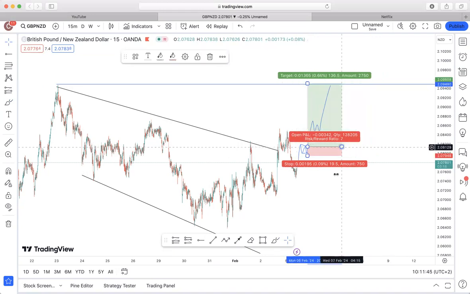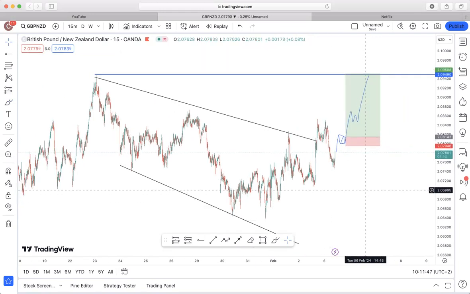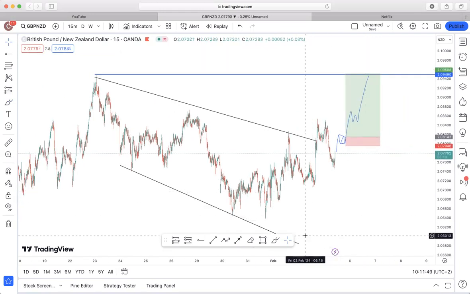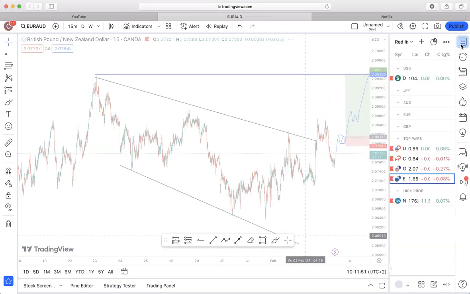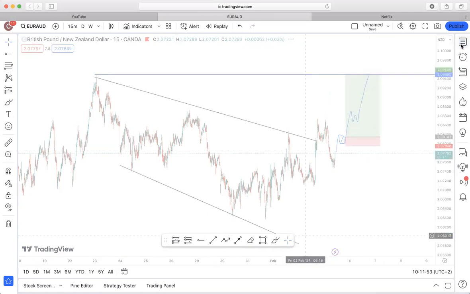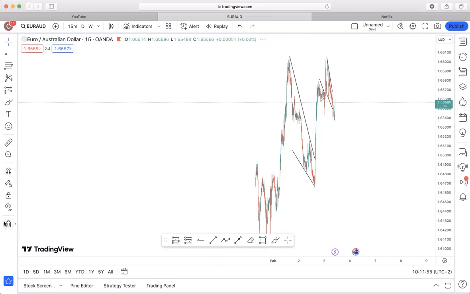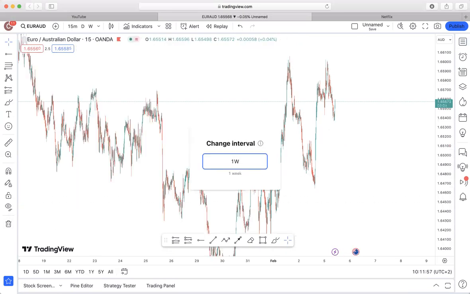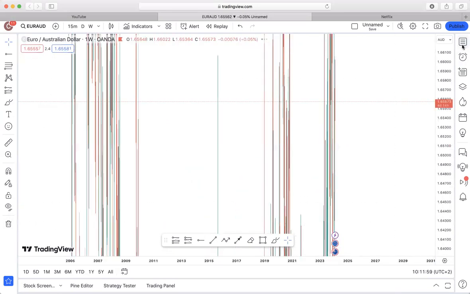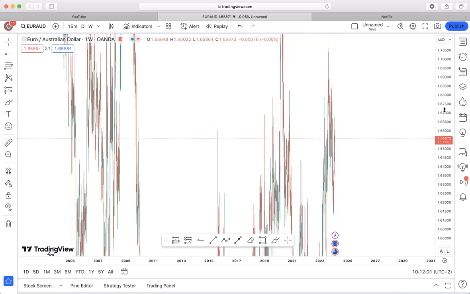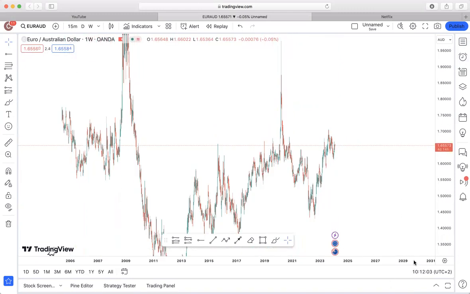Like so. Okay, so this is how I am looking at this pair. Now into our next pair, which is the Euro over the Australian dollar. Let us also break this one. This is our final currency pair, and then we're going to do one index, which is the NAS 100. So let us quickly finish up with Euro AUD.